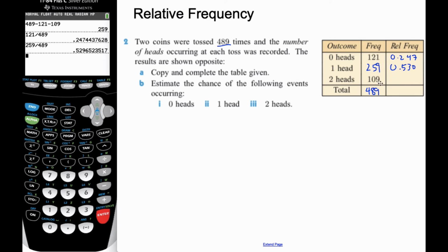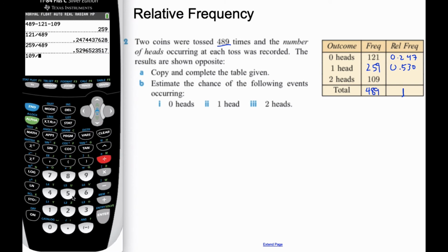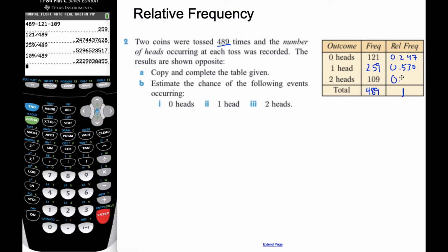And so now when I think about this, I know the total is 489. So my total probability of relative frequency is 1. In order to find the two heads, I could go 1 subtract these values, or I could also do the 109 and divide it by my total of 489, and that is going to be, to three significant figures, 0.223. And if I add these three values up, I should get 1. So that's part A finished, and I'm going to part B now.